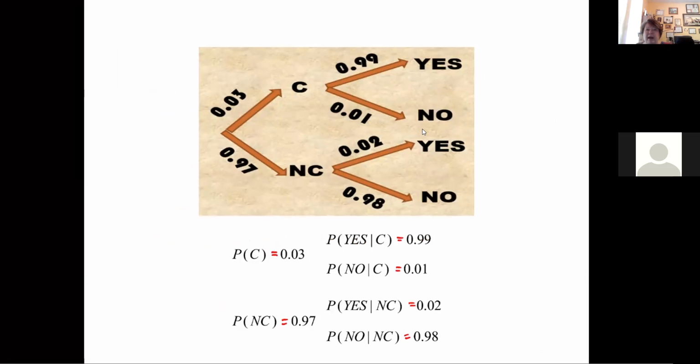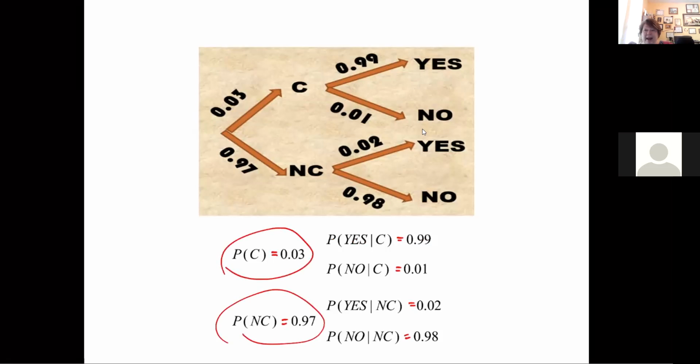And we have that there's a 3% probability that I have this type of cancer. If you just randomly pick somebody from the population, there's a 3% chance that they have this cancer. So that's that first branch. The second branch is there's a 97% probability that you don't. If I randomly select somebody from the population, there's a 97% probability that they don't have the cancer. So those are those first 2 branches, and those are those 2 probabilities right there.